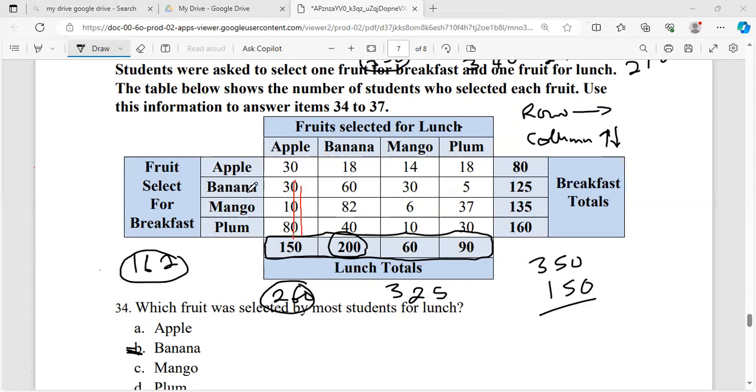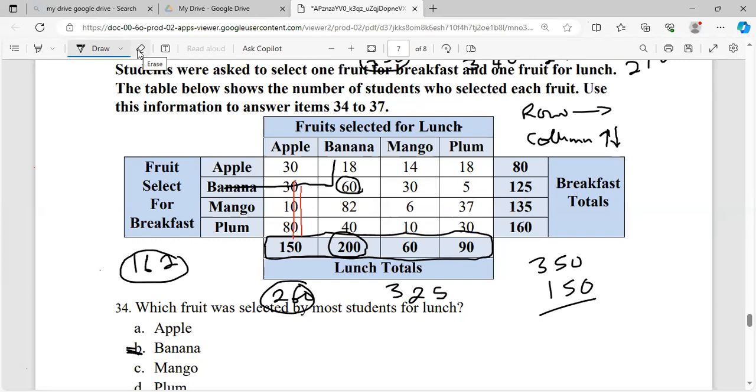These persons selected banana for breakfast, right? And these persons selected it for lunch. It's the same person, so it's actually 60. It's the intersection. So I'm going to ask you guys some additional questions, just to give you that information.